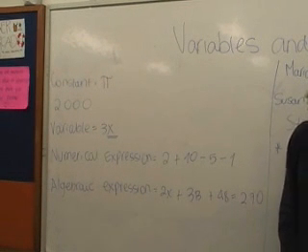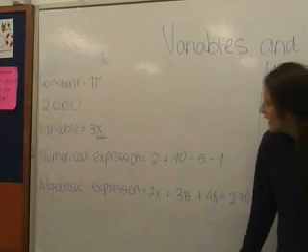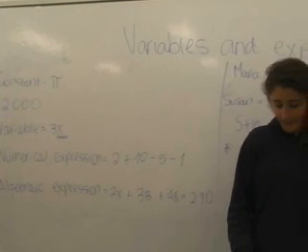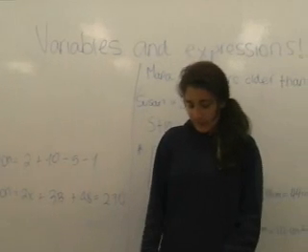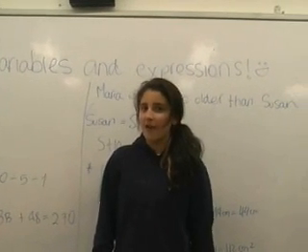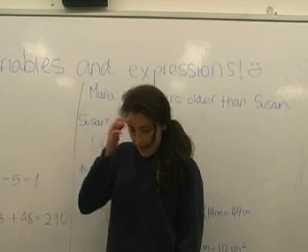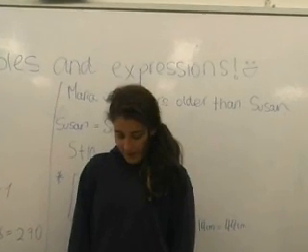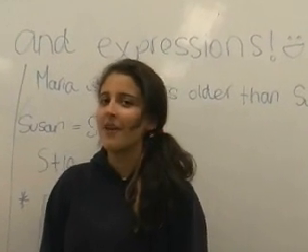A variable, I already explained what it means. A numerical expression is one that contains only constants and operations. And an algebraic expression is one that contains a variable, a constant, and an operation.